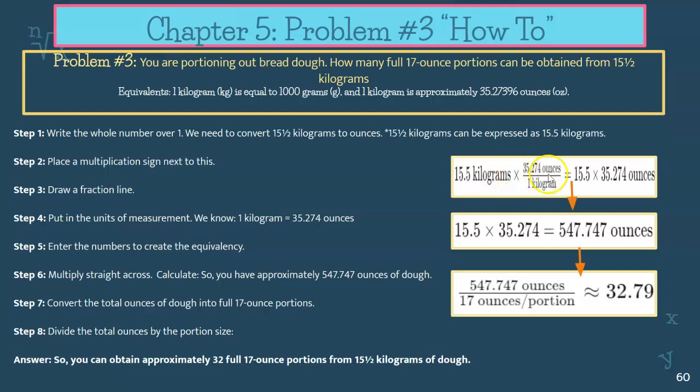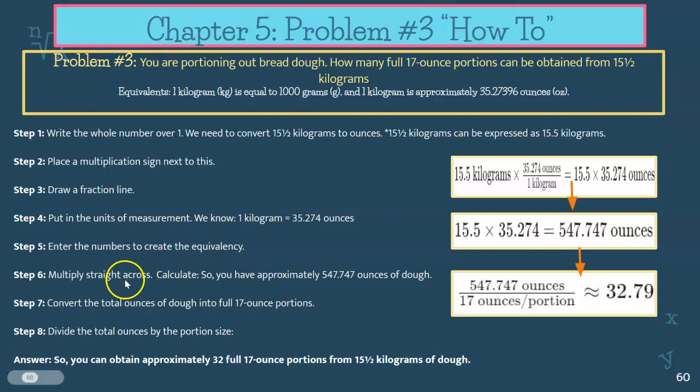You're going to put your multiplication sign, draw your line, and then put the units of measurement. So we are converting that from kilograms. So you are going to put the kilograms on there, and then the equivalent on the top, 35.274 ounces, and those are going to cross out. So you do 15.5 times 35.274 ounces, okay? And that is going to give you your total, which is what I did here, 547.747 total ounces of bread dough that we have.